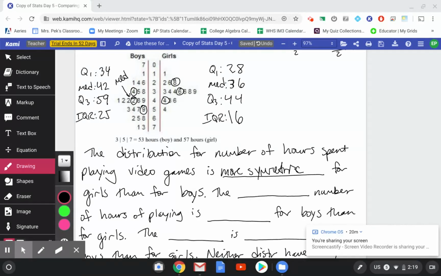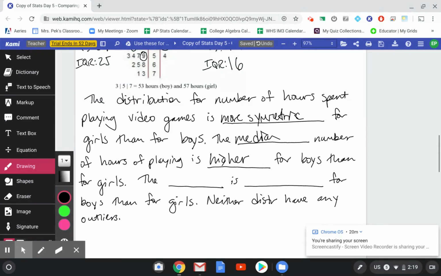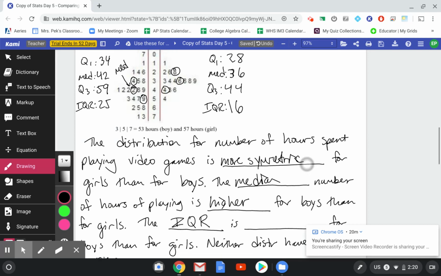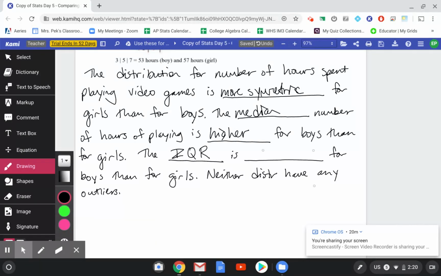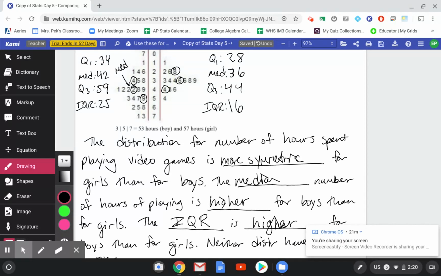And then for the center, I have the values, so I'm going to use the median. The median number of hours playing, just looking at the medians, is going to be higher for the boys than for the girls. The IQR for spread, sorry again about my pen, the IQR is also higher for the boys. All right, and then neither distribution has any outliers. So they're both symmetric. There's nothing crazy. You can actually calculate those outliers just to be sure. I've already done the calculations and there are no outliers in those two distributions.